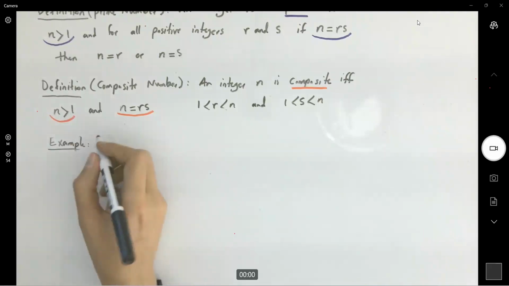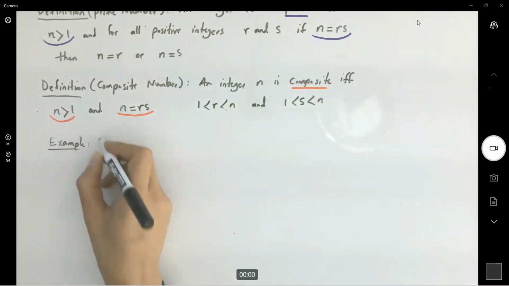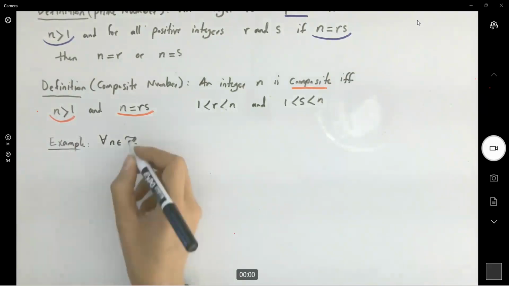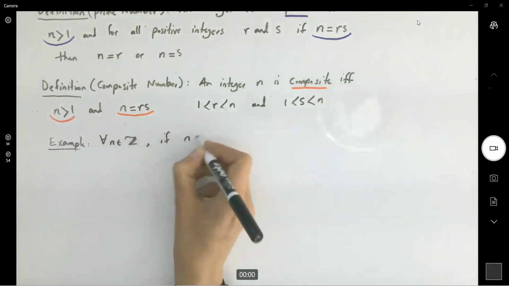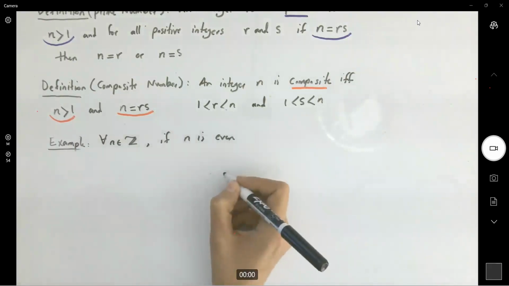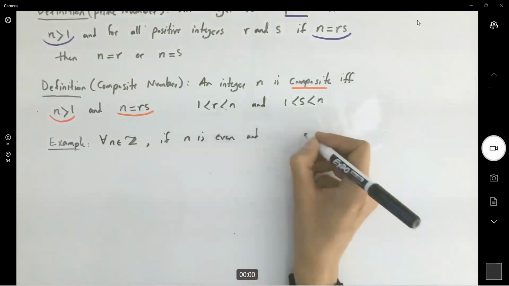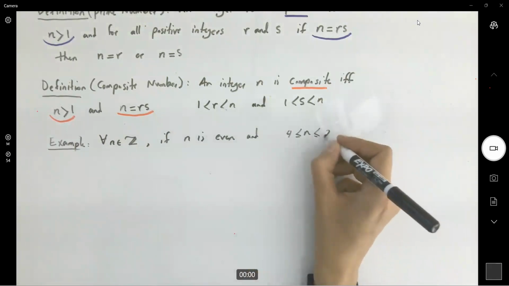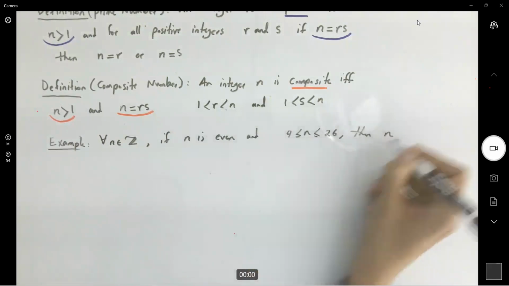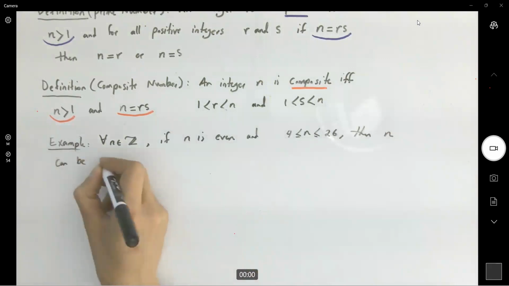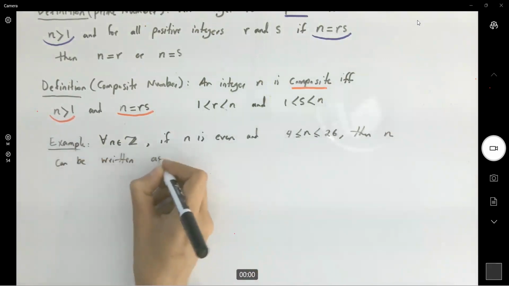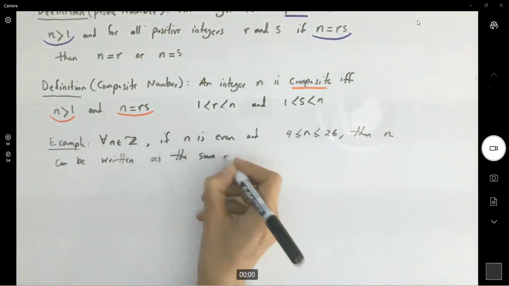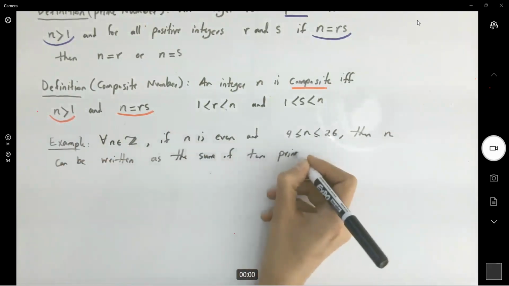So we have this statement. The statement says, for any integer n, if n is even and n is bounded between 4 and 26, then n can be written as the sum of two prime numbers.